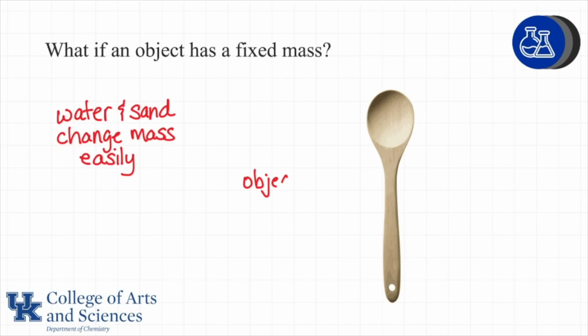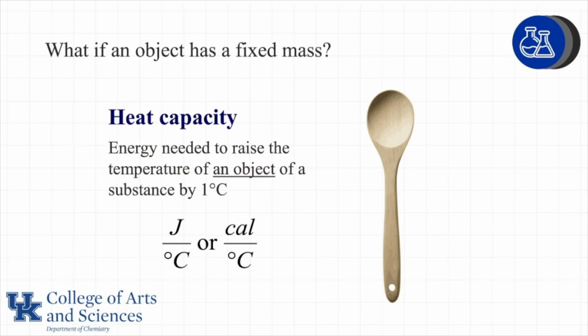When we look at an object, such as a spoon, the object doesn't change mass on a regular basis. So that spoon is going to have the same mass, even if I do 10 different experiments. And in that case, instead of looking at specific heat capacity, we're going to look at heat capacity. This is the energy needed to raise the temperature of an object or a substance by 1 degree Celsius. We're no longer looking at raising the temperature of 1 gram. We're looking at raising the temperature of the object.